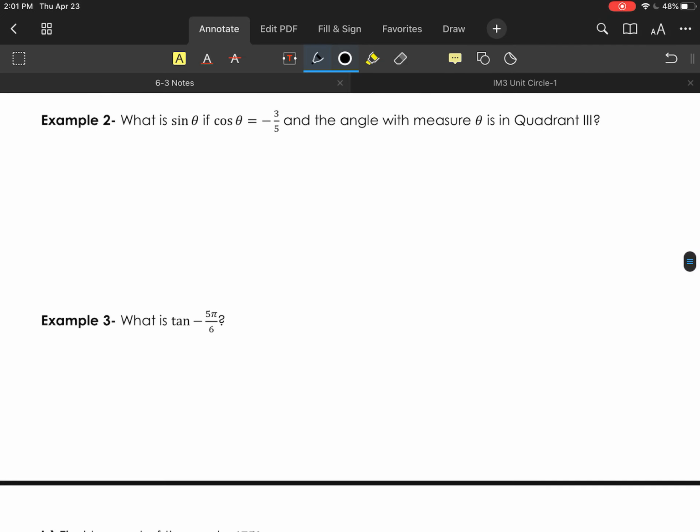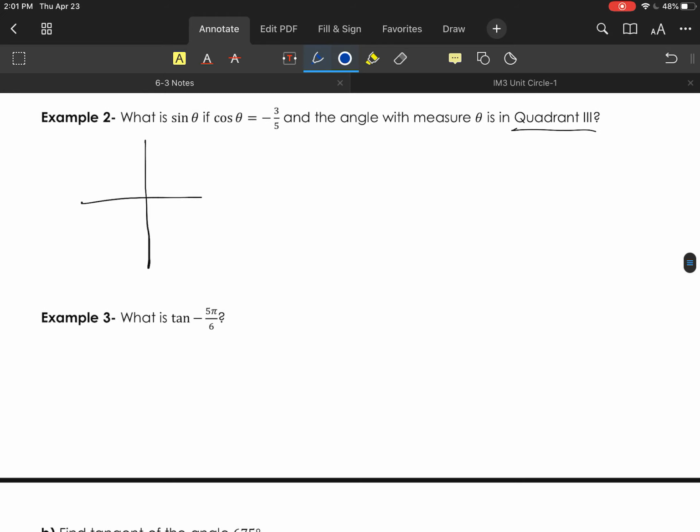So now, looking at example 2, this is a different type of problem. It says, what is sine theta if cosine theta equals negative 3 over 5, and the angle with measure theta is in quadrant 3? Okay, so what I'm going to do first is draw an angle in quadrant 3. I have my coordinate plane here, and I'm going to draw some angle that opens up into quadrant 3.